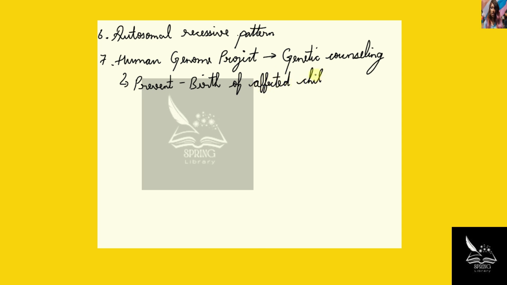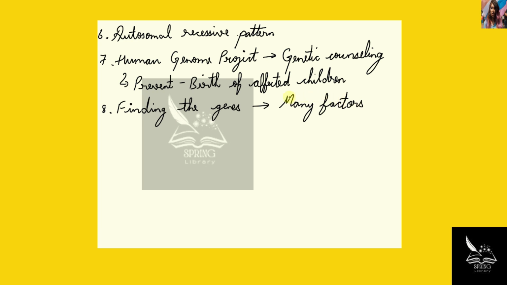For the next part, eighth, finding the genes for a disease is an important first step in developing treatments or interventions, but it does not necessarily lead to a cure. Genetic diseases are often complex, and the expression of a gene can be influenced by many factors beyond the gene itself. Developing effective treatments for genetic diseases requires a comprehensive understanding of the underlying biology and may involve targeting multiple pathways or mechanisms.